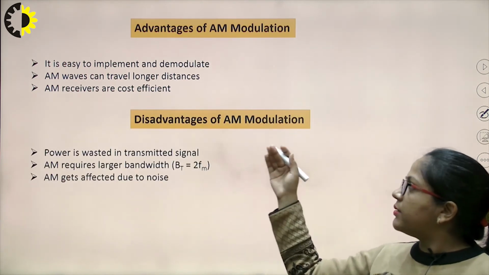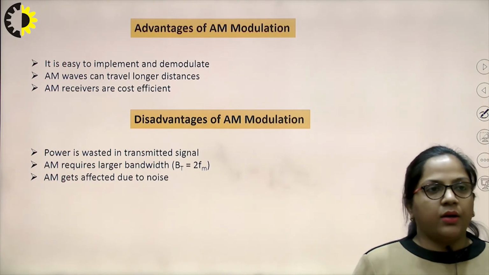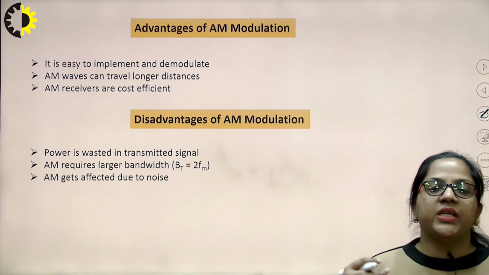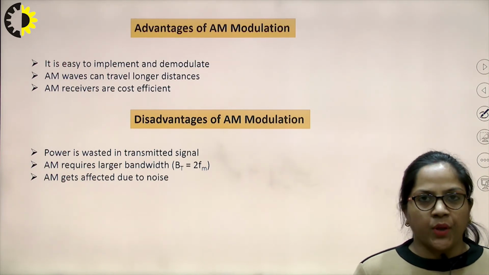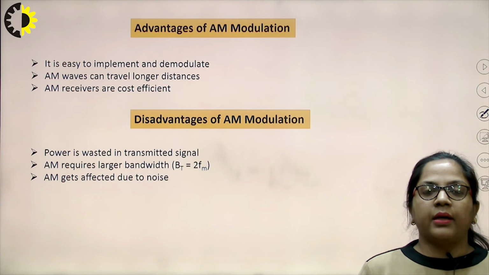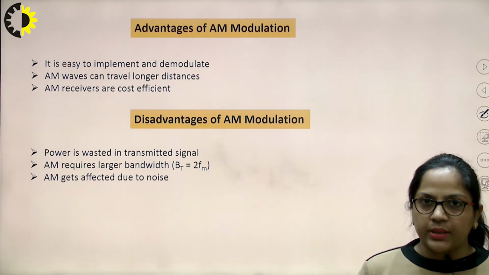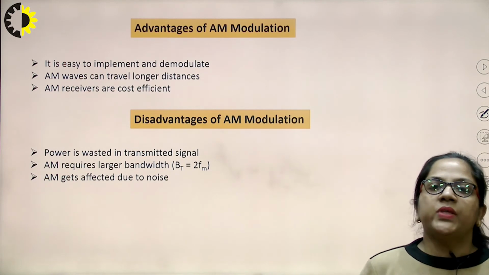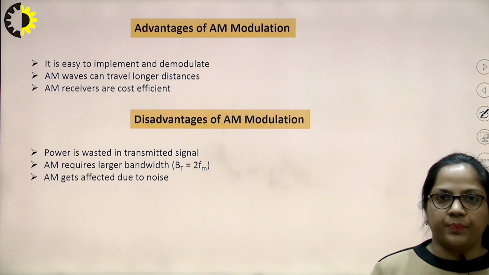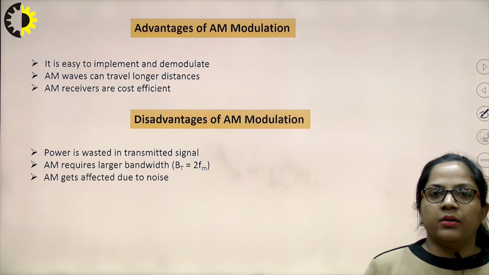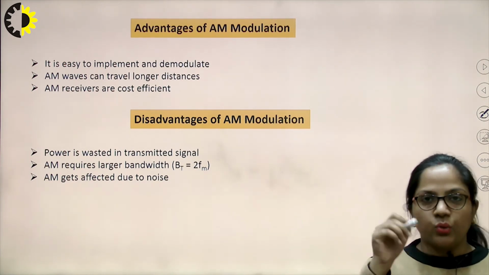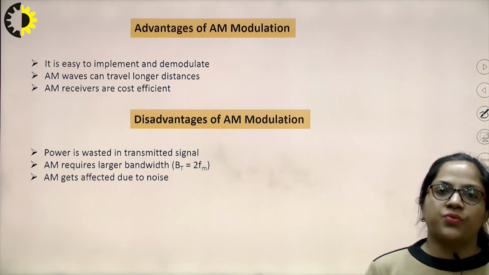What are the disadvantages associated with AM modulation? The very first disadvantage of AM modulation is that the power is wasted in the transmitted signal. What we do is transmit the carrier and the two sidebands, that is the upper sideband and the lower sideband, in AM modulation. We have seen in the last video lecture that the carrier does not carry any useful information, and the transmission of the carrier requires 2/3 of the total power, that is a wastage for us.